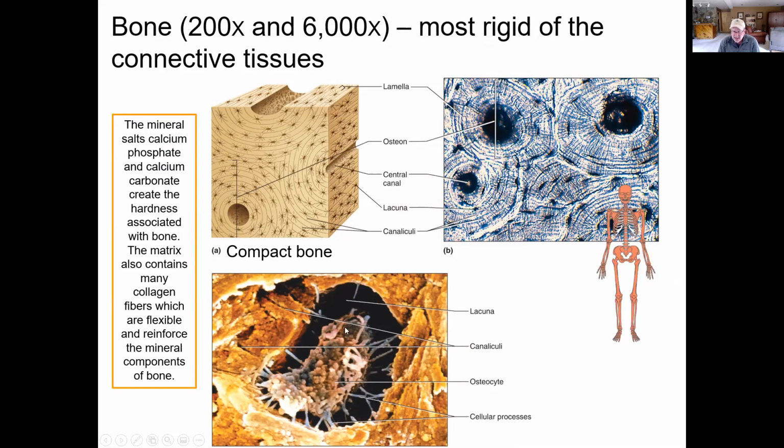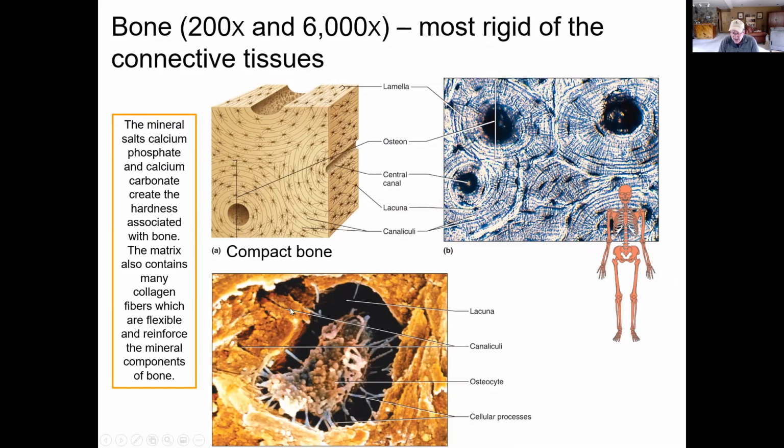These little cytoplasmic extensions will run through the lamellae. There are small little hollow tubes called canaliculi that accommodate these cellular processes of the bone cells. So I want you to try to picture this. We have this osteocyte in its lacuna, and then sticking out from the cytoplasm, really an extension of the cell membrane, are these processes that extend into the matrix, into the lamellae.